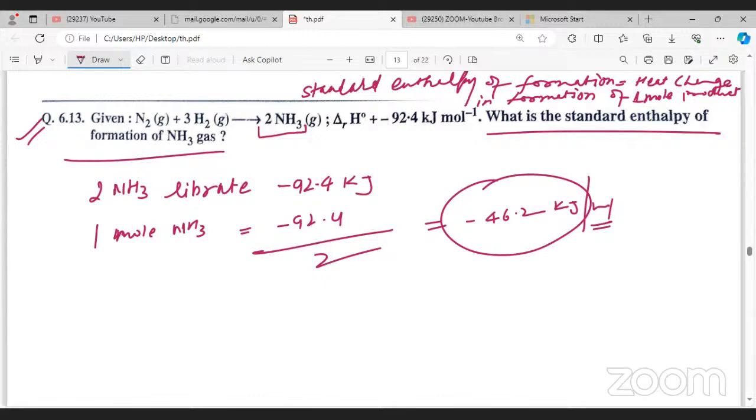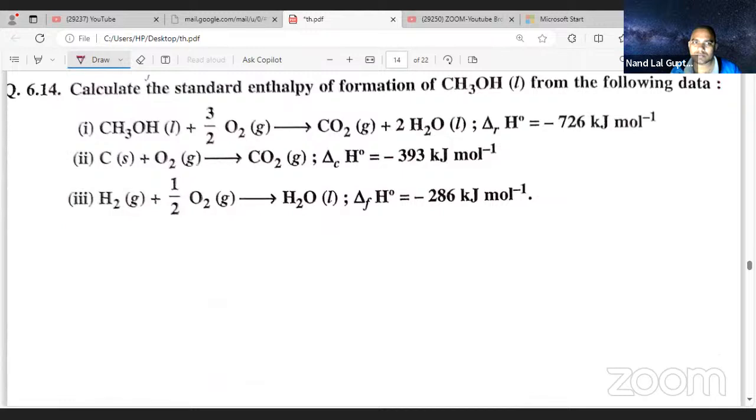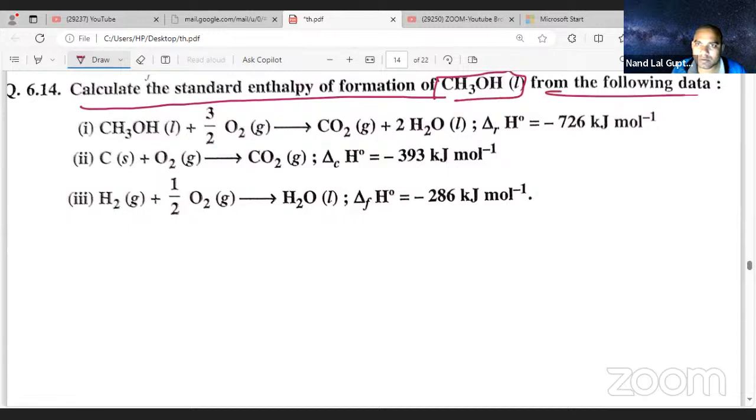Done, sir. Okay. Now let us move on to the next question. Question number 14. Can you solve this question? Calculate the standard enthalpy of formation of CH3OH from the following data. First of all, the required reaction. Required reaction means from the standard state we have to form the product. The standard state of carbon is C, of hydrogen is H2, of oxygen is O2. So you need to form CH3OH.